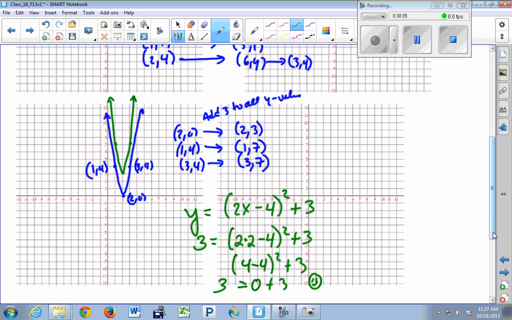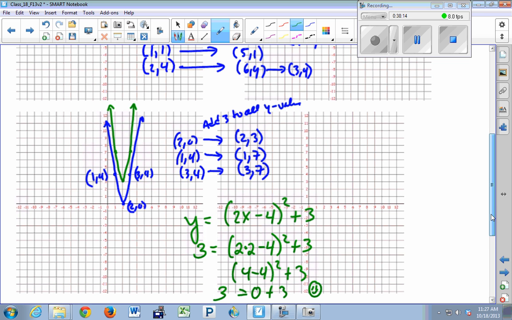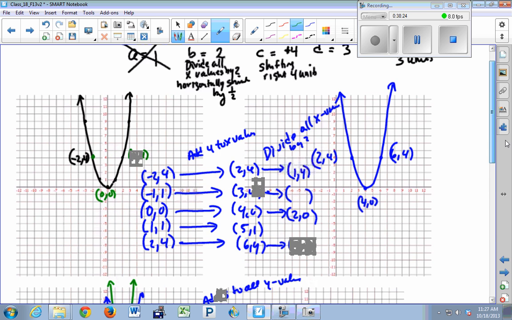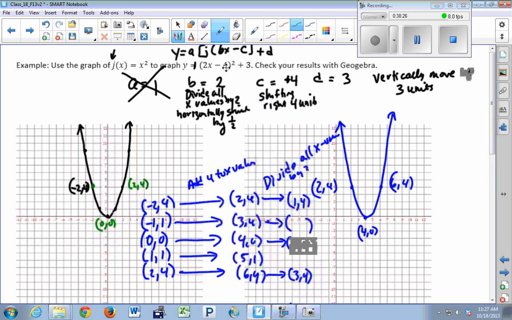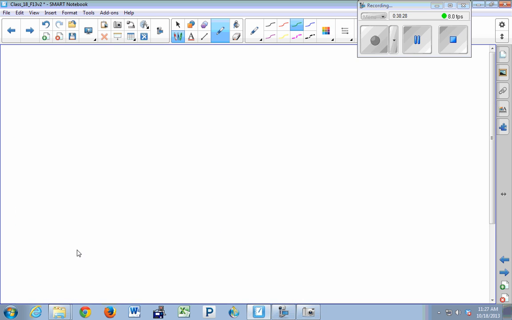Okay. Now, here's the last thing I want to show you. This is for those of you who are going on to pre-calc. You'll see transformations over and over again in pre-calc, but with trig functions. So I want to take this equation right here and change it a little bit for you: y equals 2x minus 4, squared, plus 3.